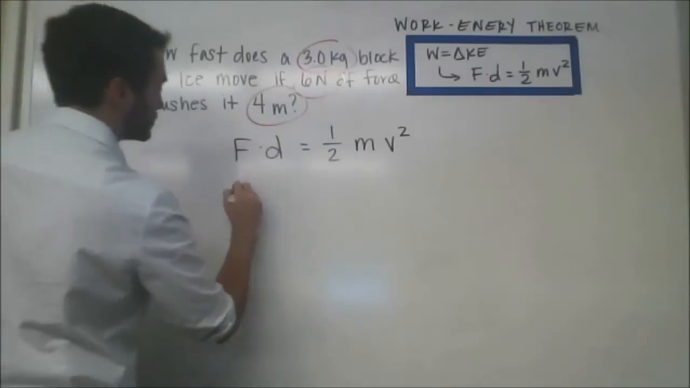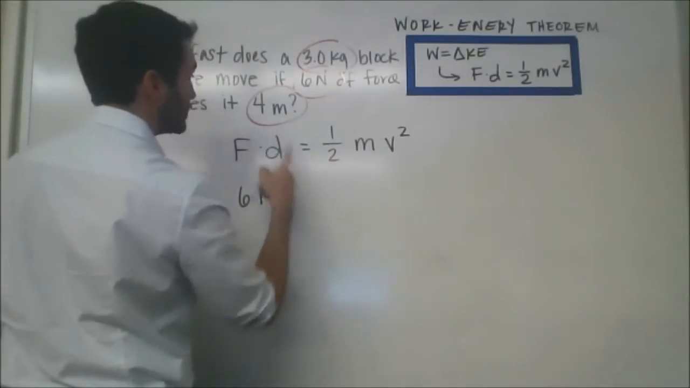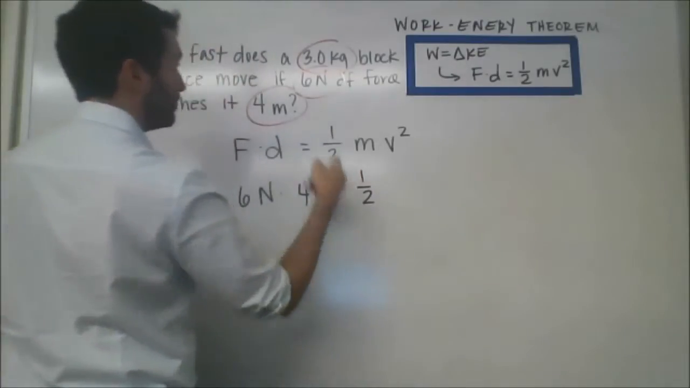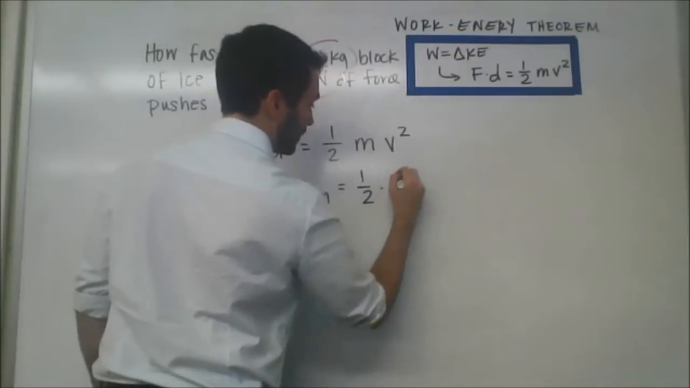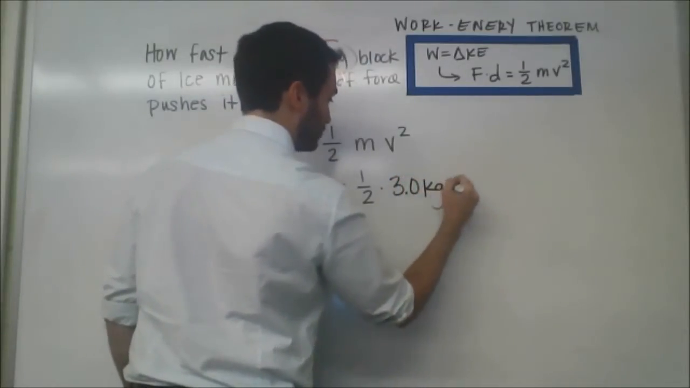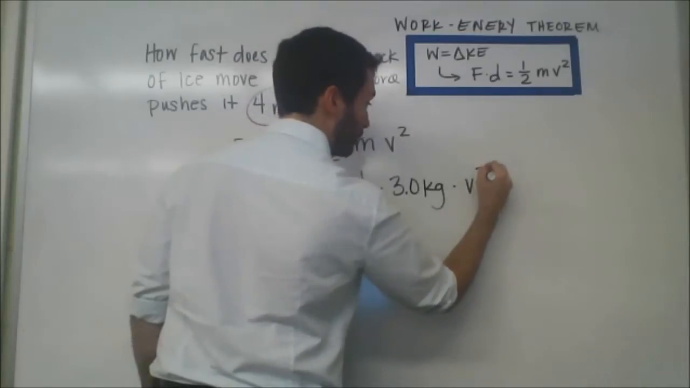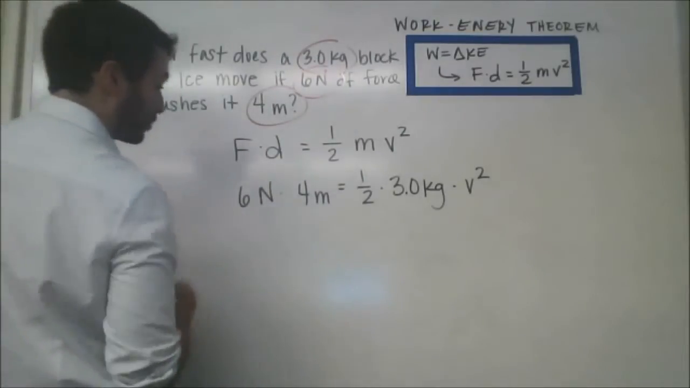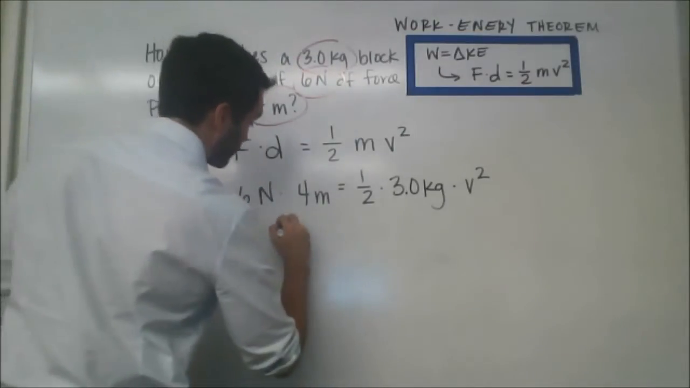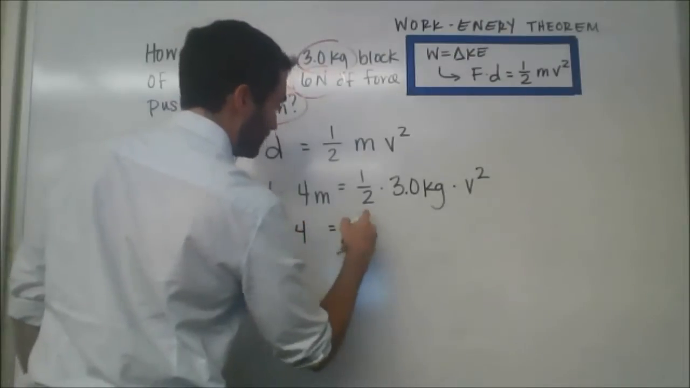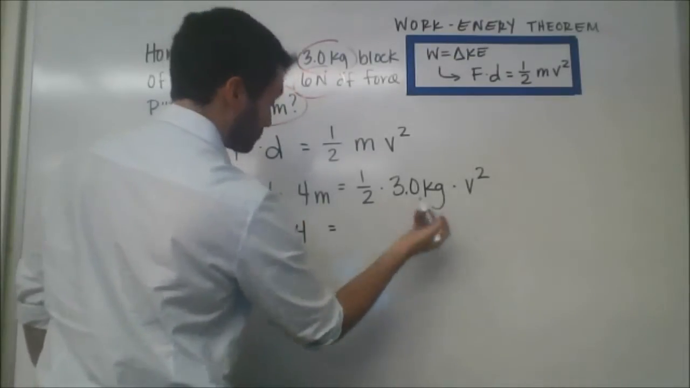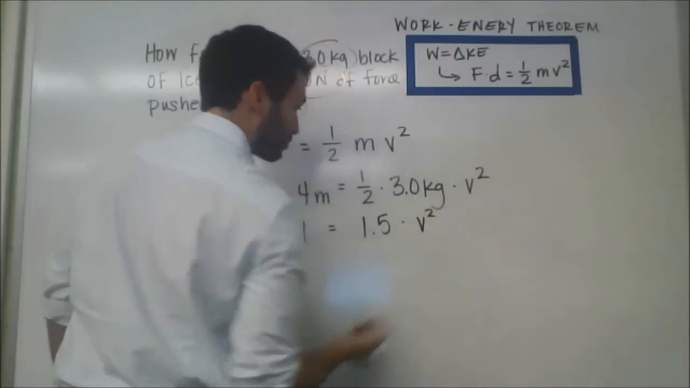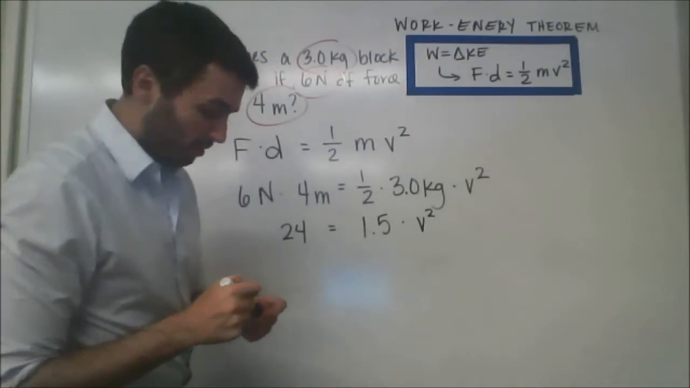We have a force of 6 newtons times a distance of 4 meters, which is equal to 1/2 of the mass, which is 3 kilograms, times the velocity, which we don't know, squared. Stay with me. 6 times 4 is what? That's right. So we have 24 on this side. What's 1/2 of 3? Correct? 1.5 times velocity squared. Now all we need to do is a little bit of algebra.